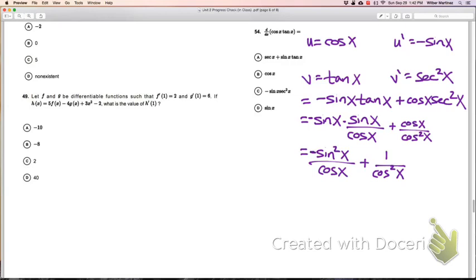Negative, perfect. Now that we have a common denominator, I can add these. So this is negative sine squared of x plus 1 over cosine of x. Now, I don't know if you recognize that or not, but that's actually the Pythagorean identity. Remember that sine squared plus cosine squared is equal to 1. So if I subtract sine squared over to the right hand side, that would be 1 minus sine squared of x, which this is. So this is actually equal to cosine squared of x over cosine x. And again, that's the Pythagorean identity. And cosine squared of x over cosine of x just simplifies to cosine of x.